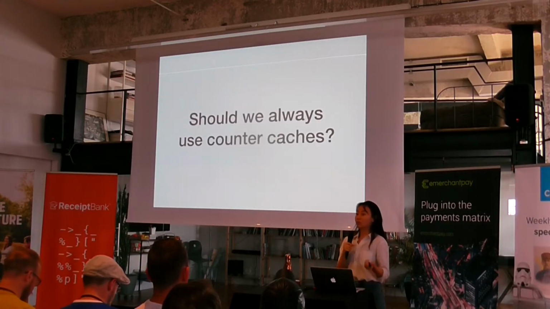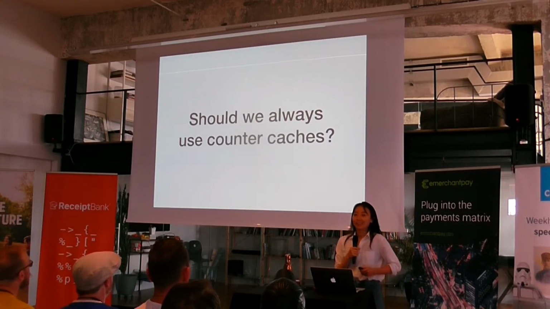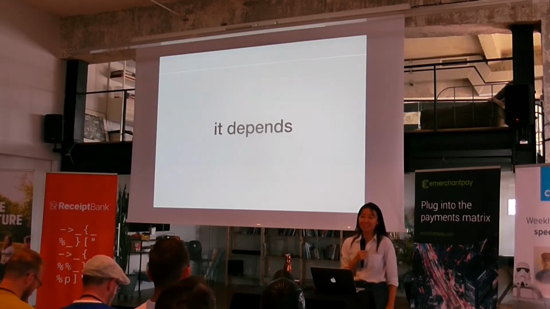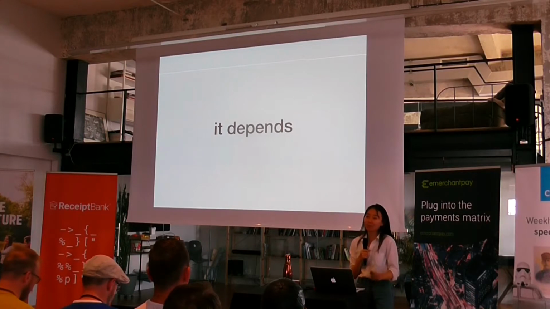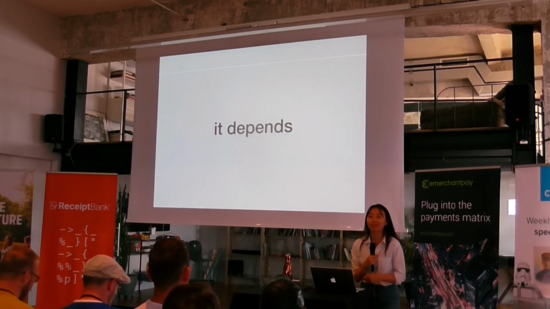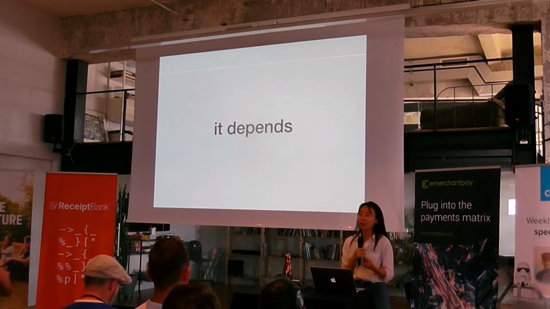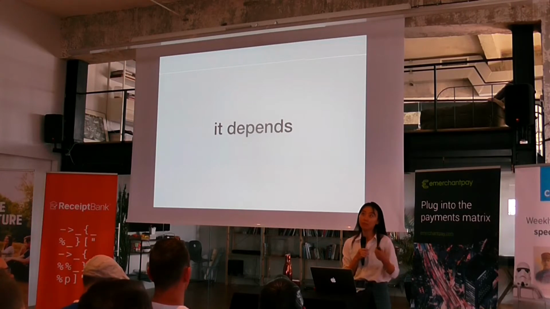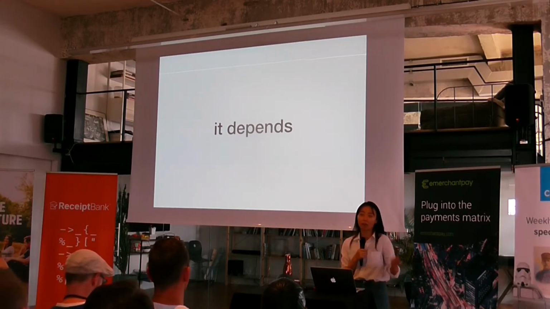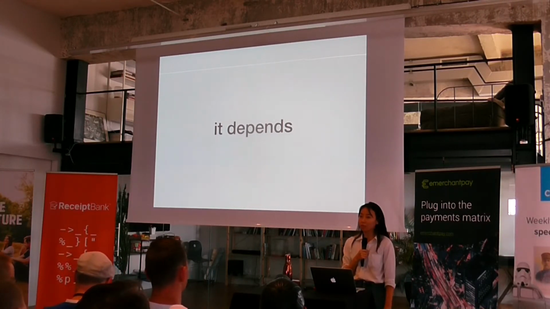So, should we always use counter caches? It depends, of course. Counter caches are kind of primitive. They don't really offer a ton of options. If you wanted to load any single attribute, even if you were just looking for maybe the name of every single commenter or the timestamp that every single commenter left their comment, counter caches is not going to be able to help you there.